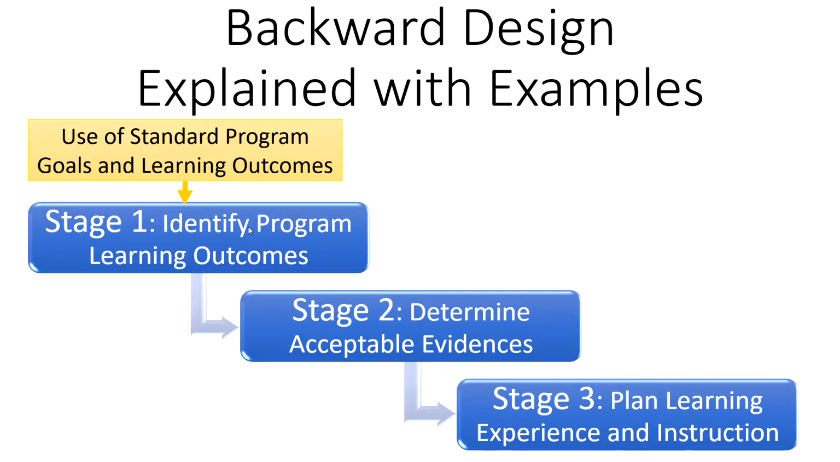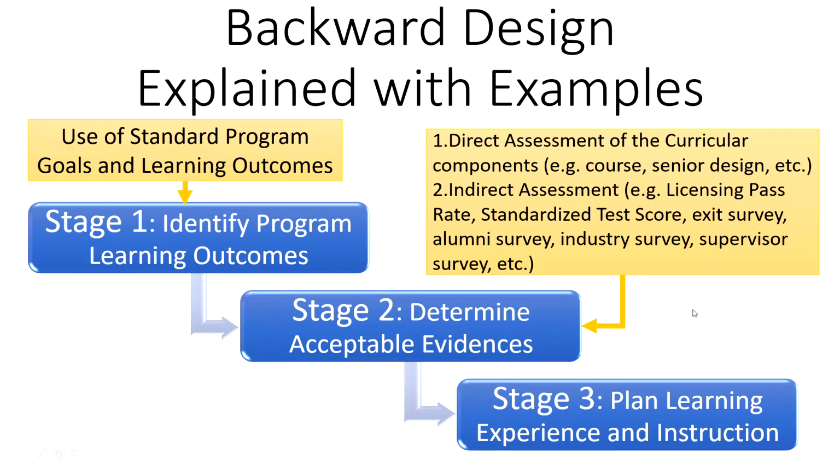Now the next question is how we make sure that, yes, we have a quality program. What are the evidences? What do people accept as good evidence, as proof that we have quality programs? So first you identify the learning objectives, and the next thing is you determine acceptable evidences. For example, direct assessment, which is the curricular components. Indirect assessment: license pass rate, standardized test score, exit surveys, things like that.